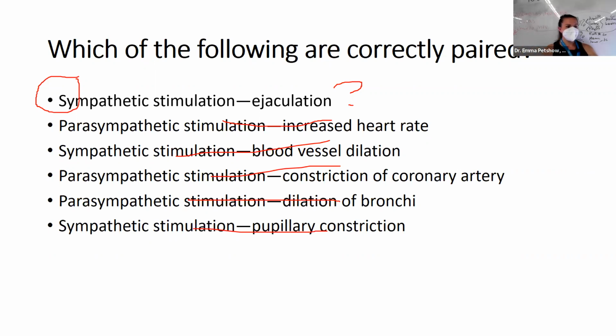Between all of them? Oh, yes. So with sympathetic stimulation, you're going to have increased contractility and increased heart rate, and you're going to have dilation of bronchi. In parasympathetic stimulation, you're going to have the opposite. You're going to have constriction of bronchi with parasympathetic and a lowered heart rate.